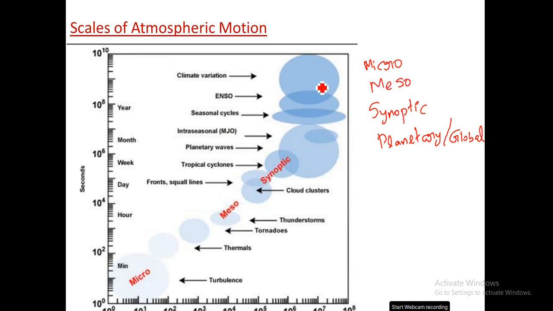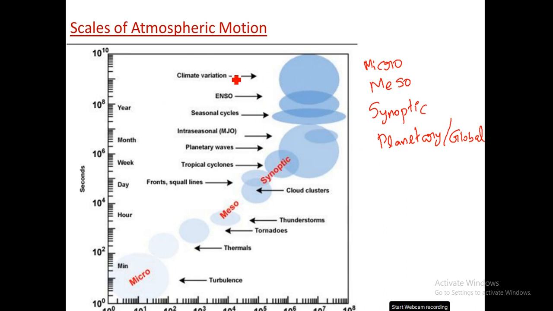If we start from this region, it is the planetary scale phenomenon. If we look at this, it persists from several months to several years. This phenomenon spans 10 raised to 6 to 10 raised to 7 meters, which is hundreds or several thousands of kilometers. That is basically the planetary scale phenomenon.